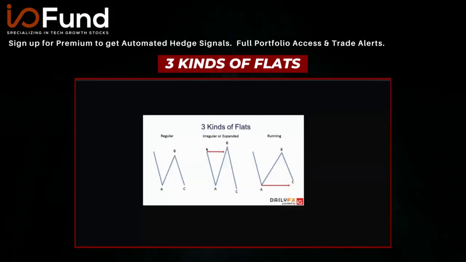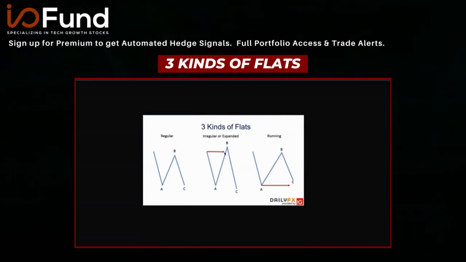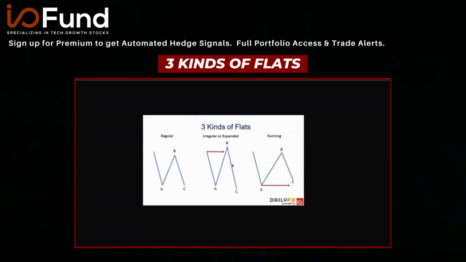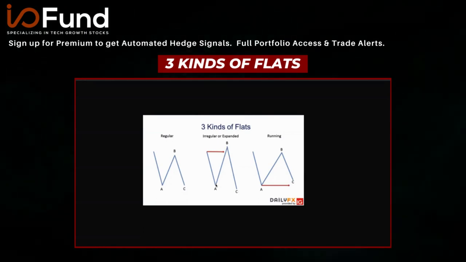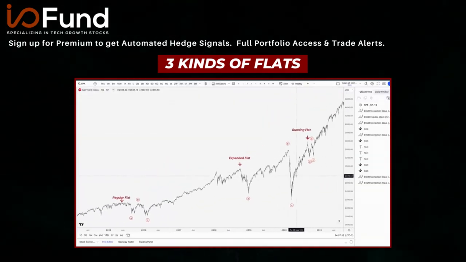The other one we see regularly is called an expanded flat, where you get an A wave. The B wave takes you above the top of the A wave, which is pretty sneaky. And then you have a really devastating C wave that takes you sharply below the bottom of that A wave. And we see this quite regularly too. I mean, look at this right here.